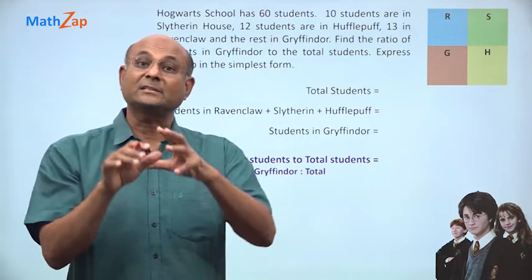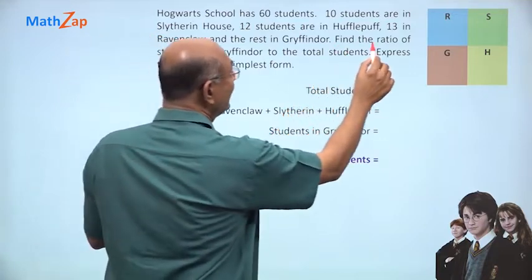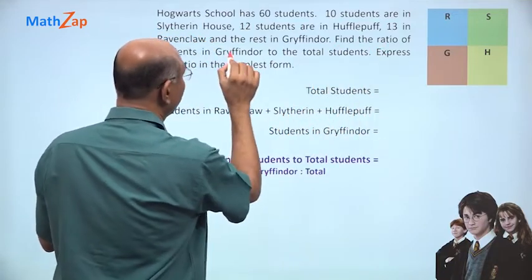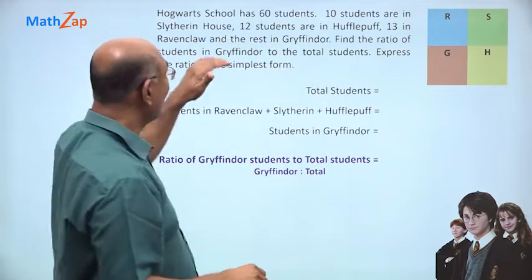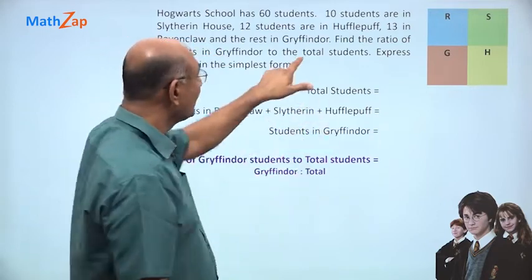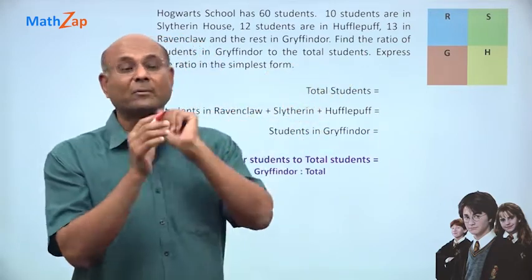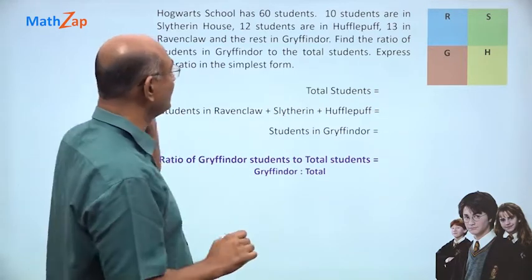The question doesn't tell us how many in Gryffindor. We are supposed to calculate it. Find the ratio of the students in Gryffindor to the total number of students. Not Gryffindor versus Slytherin, not Gryffindor versus Ravenclaw. Gryffindor to the total number of students. And of course, we need to express the ratio in the simplest form.